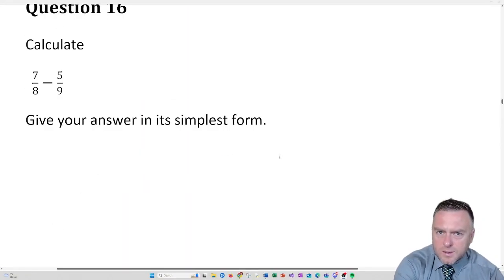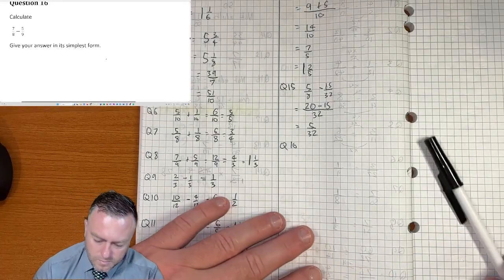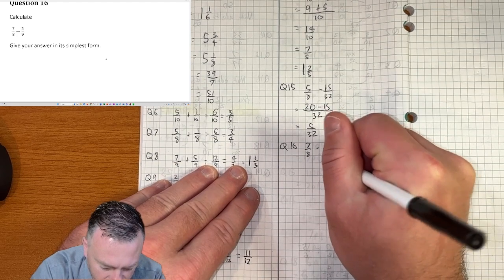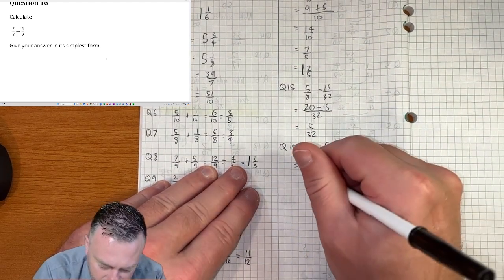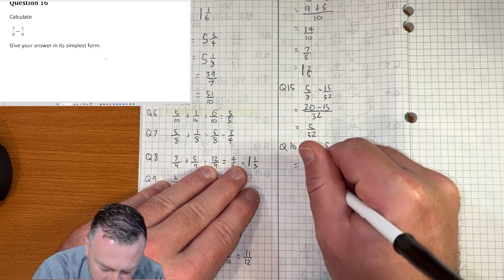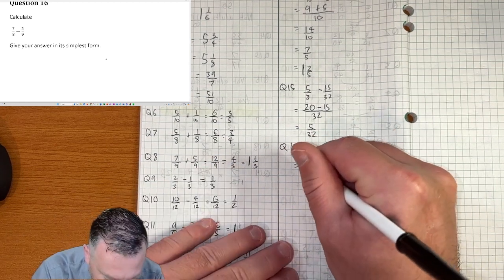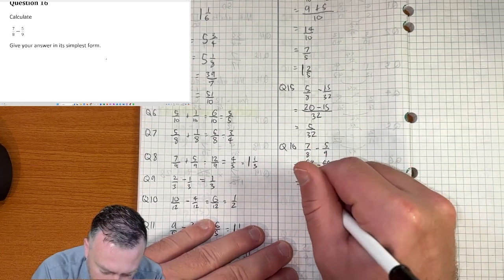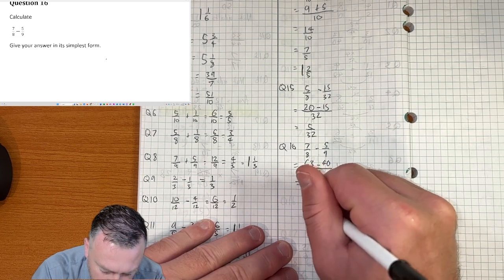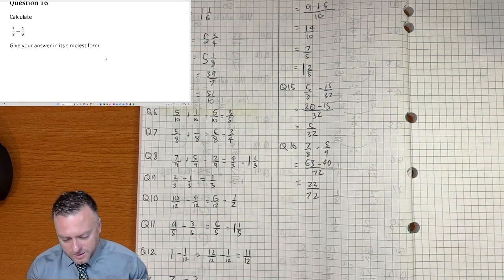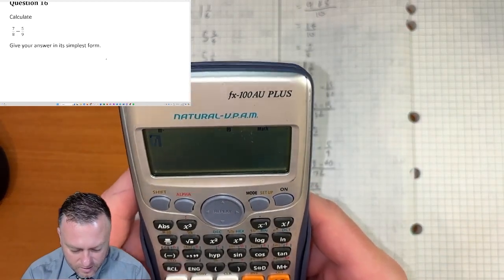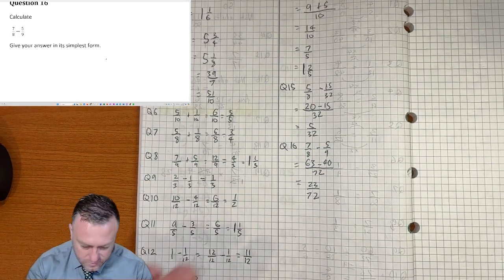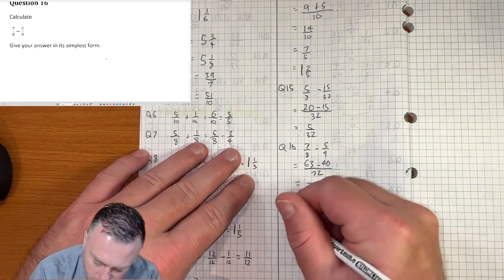Question 16. 7/8 take away 5/9. You've got 7 on 8, take away 5 on 9. Now, because they're right next to each other, the lowest common denominator is going to be 72. So you're going to have to times them by each other. So you've got 63 minus 40, which then gives you 23 on 72. I'm going to quickly check that. Done.